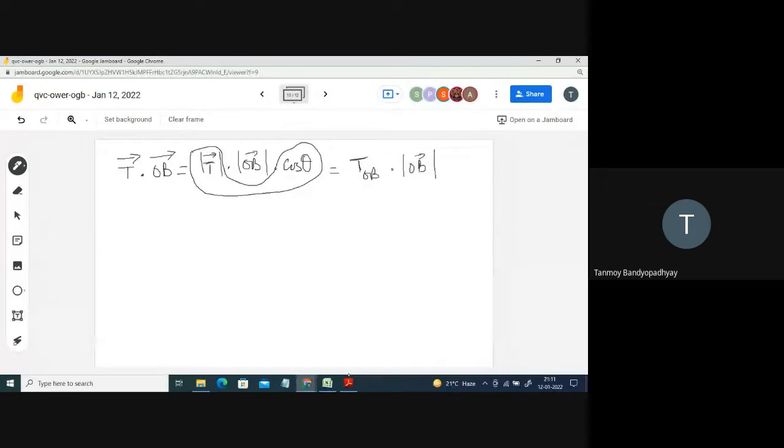So what is actually TOB? So TOB is something that I need to find out. So that is actually vector T into vector OB divided by magnitude of the vector OB. So what is this term? This is a unit vector. So this is a unit vector directed along OB. So if I could find a unit vector along the direction OB, I can complete this problem. So this is vector T into n OB cap.